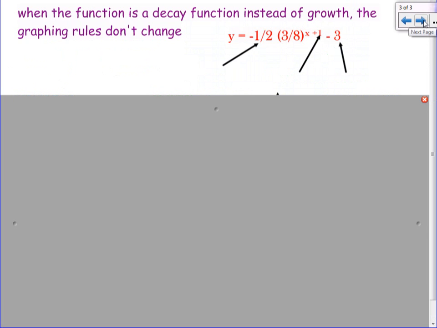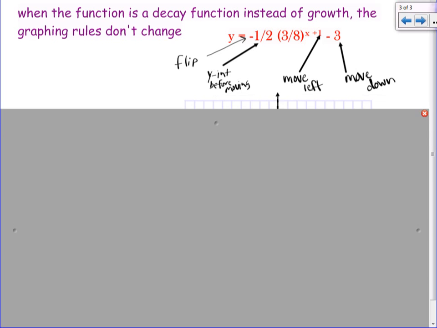Okay, so let's talk about this. We have, what does the negative do? Okay, so we're going to flip this one at the very end. What is the 1/2? This is the y-intercept before moving. Okay, what does this mean? Move where? Left. Where's this one moving? Down.